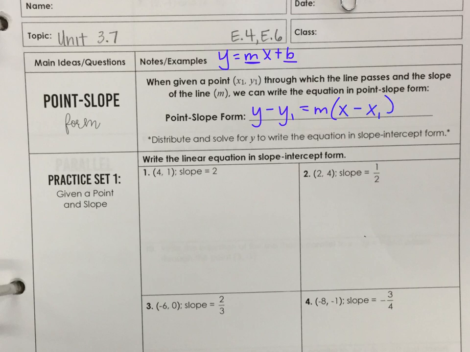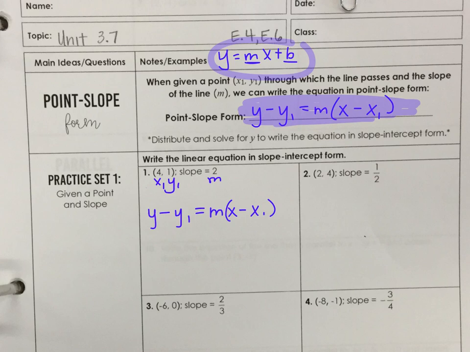So the whole purpose of today is we're going to take this information we're provided with, put it into this point slope form, and then convert it into slope intercept form, which is this, and that's ultimately what our answer will look like. So let's do some practice. The first thing is I'm going to label everything. So I got an x1, a y1, and we always know that slope is m. So I'm just going to rewrite this: y minus y1 equals m times (x minus x1).